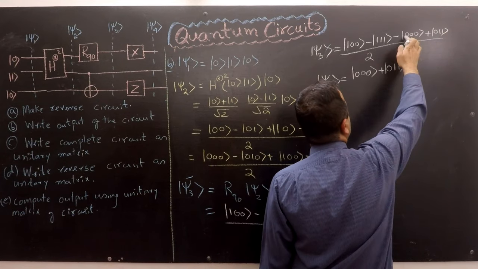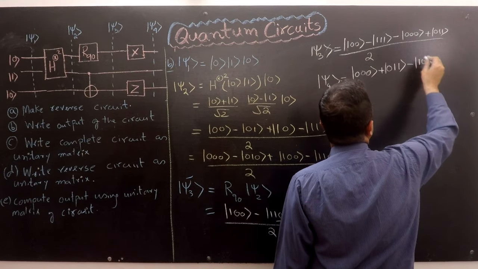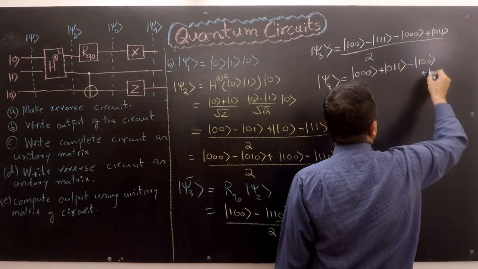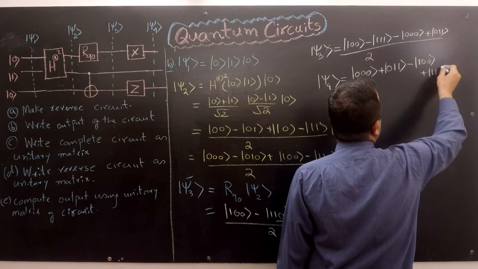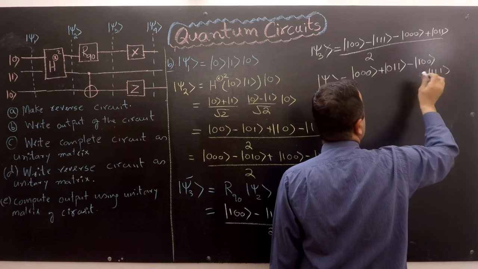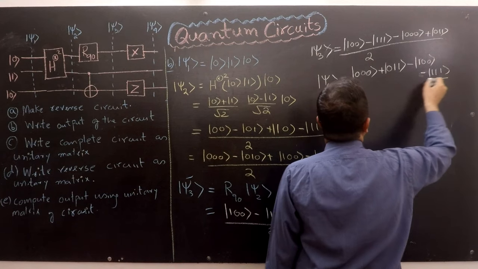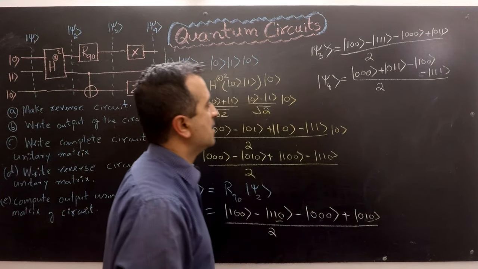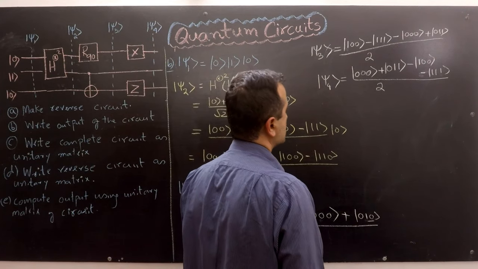Similarly, I apply Pauli X gate on the first qubit, I get 1, 0, 0, my sign will not switch because it is 0, and finally I have 1, 1, 1, and in this case my sign will once again flip because the last qubit was 1, divided by 2. And this is my final output of this circuit.